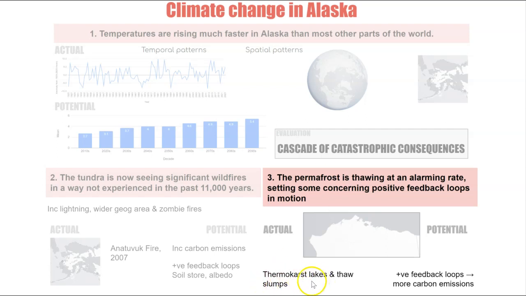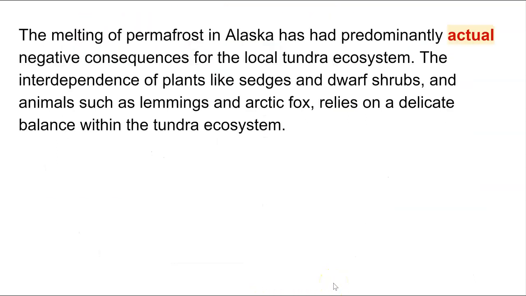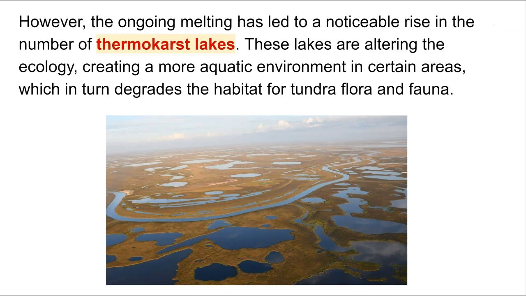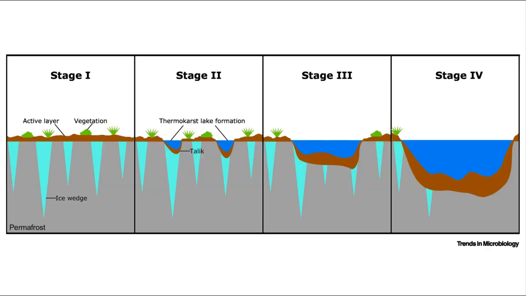So let's take a look at the thermokarst lakes and thaw slumps. Here's the actual impacts. The melting of the permafrost in Alaska has had predominantly negative consequences for the local tundra ecosystem. The interdependence of plants like sedges and dwarf shrubs and animals such as lemmings and Arctic fox relies on a delicate balance in the tundra ecosystem. However, the ongoing melting or thawing has led to a noticeable rise in the number of thermokarst lakes. These lakes are altering the ecology, creating a more aquatic environment in certain areas, which in turn degrades the habitat for the tundra flora and fauna.